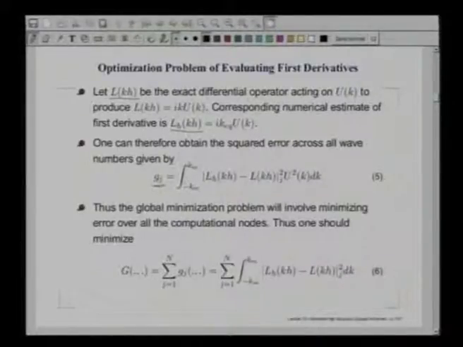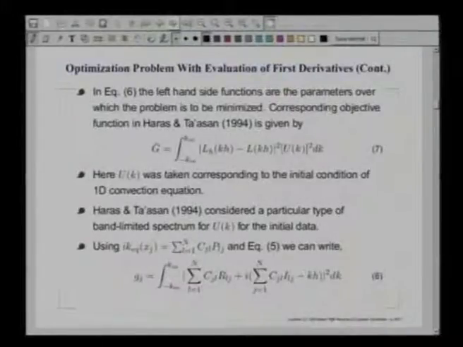And if this is for your jth node, we can actually sum up such error for the whole domain, and that is what is done here. We have added up for all nodes for j equal to 1 to n. So, if we have this quantity given by equation 6, then we can optimize it, and that is what one can do.